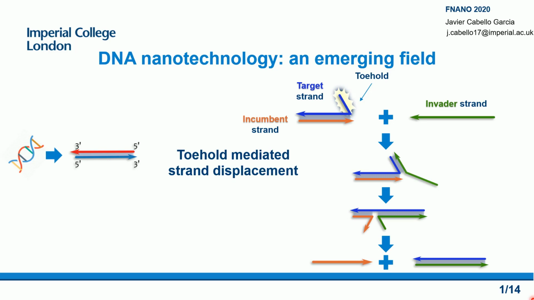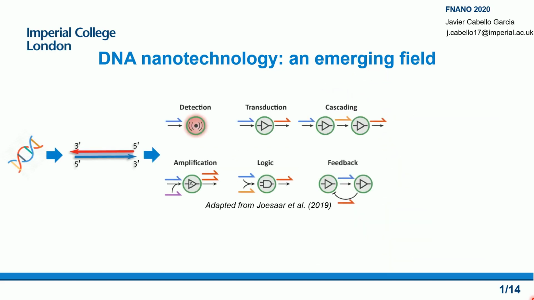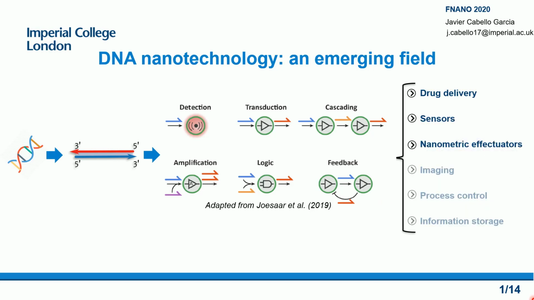Toehold-mediated strand displacement has been used to implement a plethora of network elements in the same fashion as digital circuits, like logic gates or feedback loops. These elements have already been used to build chemical reaction networks with many different functions, such as drug delivery, sensing, and well, many others. One of particular interest is the use of DNA to store information inside its sequence.